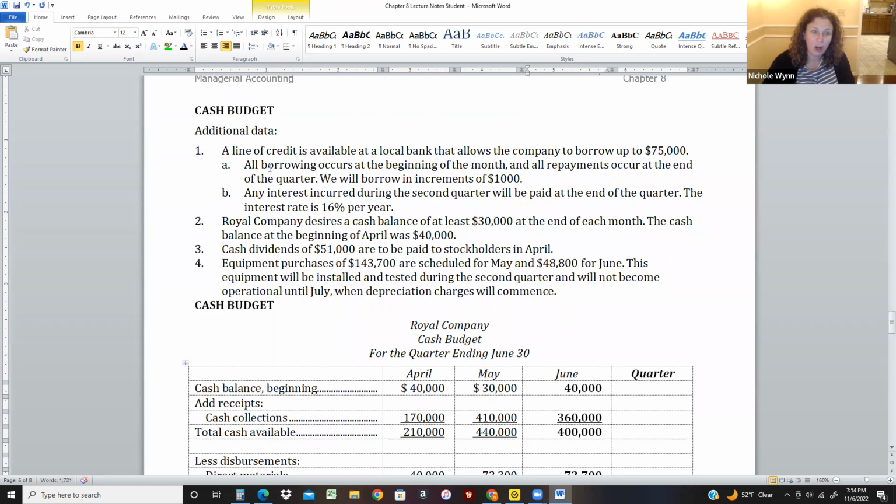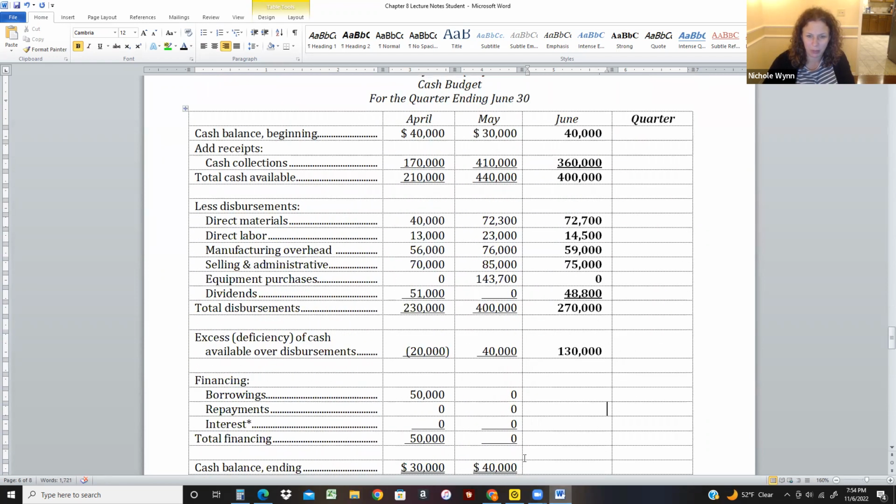Remember what it said? All borrowings occur at the beginning of the month, and all repayments occur at the end of the quarter if available. So what we want to do is repay the whole thing. So I'm going to repay the 50,000. So I'm going to do negative 50,000. And I also need to pay interest.